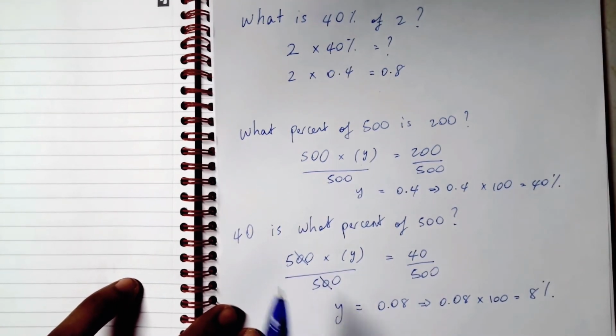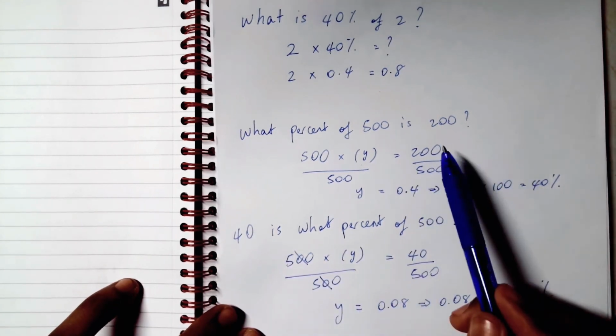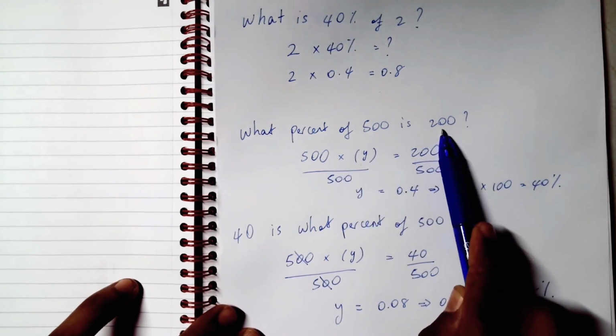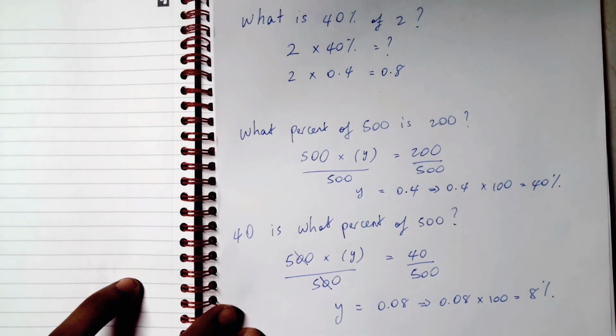So we see here that 40 is 8% of 500, and here 200 is 40% of 500. I hope that was clear.